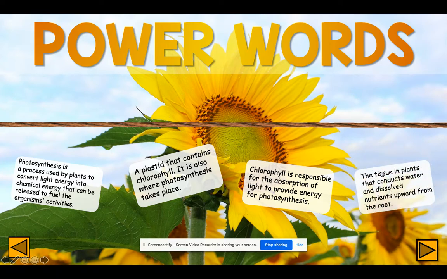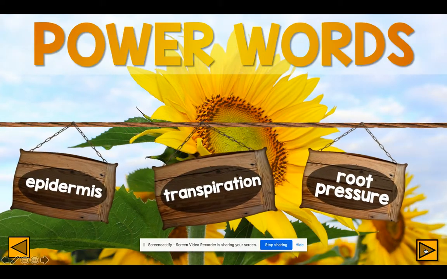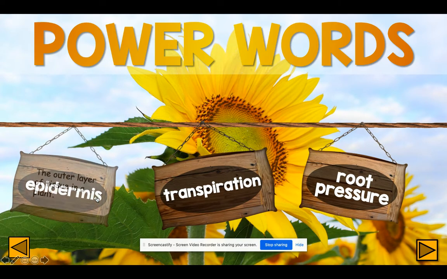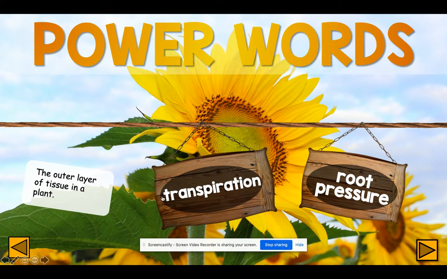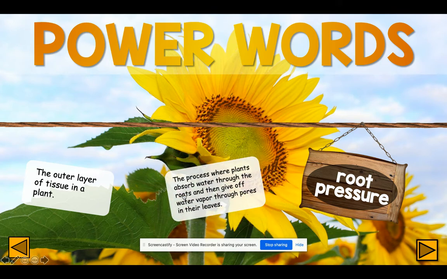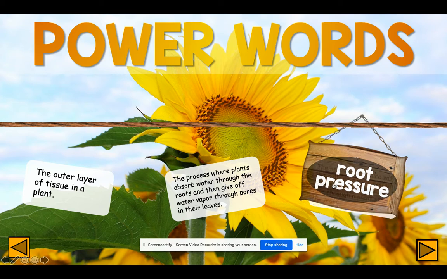And the word xylem, it's the tissue in plants that conducts the water and dissolved nutrients up toward the root. Again, you guys can pause the video and practice the definitions. Some other words are epidermis, the outer layer of a plant. Transpiration, which kind of sounds like respiration, is the process where plants absorb water through the roots and give up water vapor through pores in their leaves.